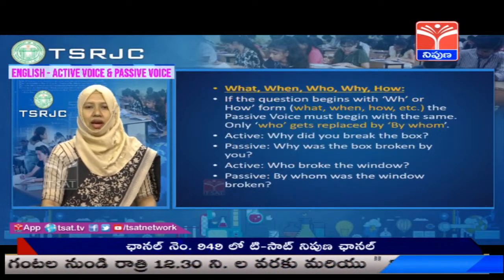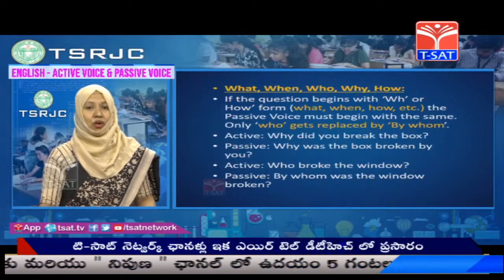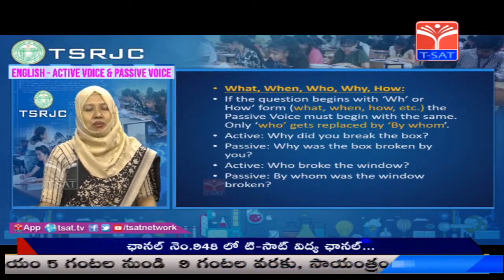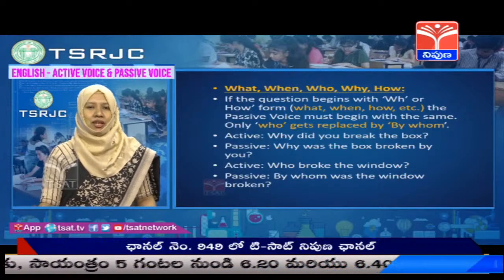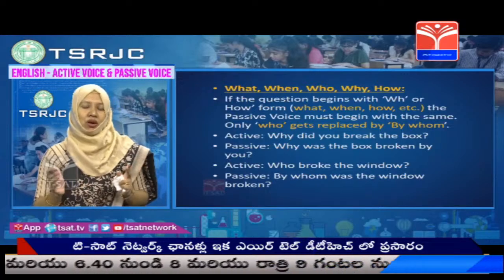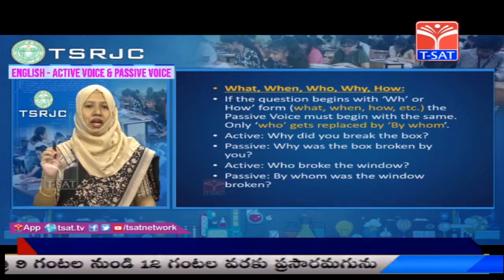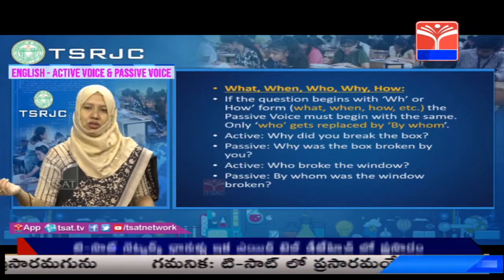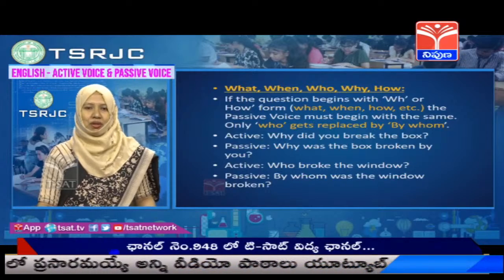Now, if we have what, when, who, why, how, WH words, if the question begins with WH or how form of verbs, then the passive voice must begin with the same, only in an exceptional case who gets replaced by whom. All the words what, when, how all remain same except if there is the word who in the sentence, it will change to by whom. So, let me explain this with an example.